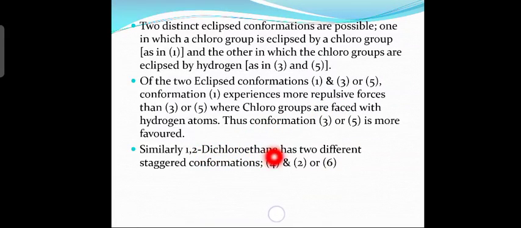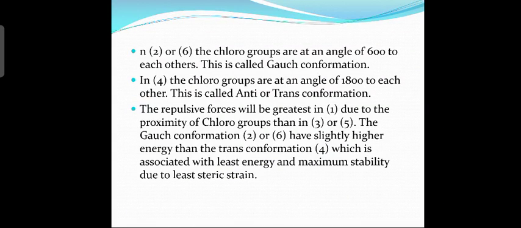Similarly, 1,2-dichloroethane has two different staggered conformations. Staggered means far away. So there are two different staggered conformations: 2 and 4 or 6. All right, next slide. Number 2, that means the second conformation or the sixth conformation.